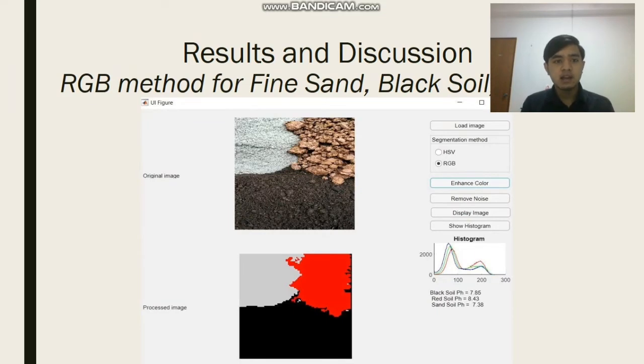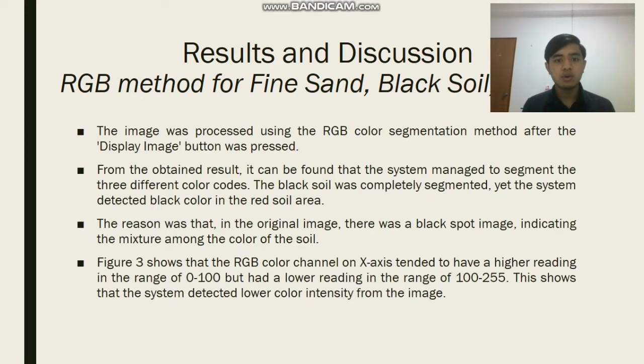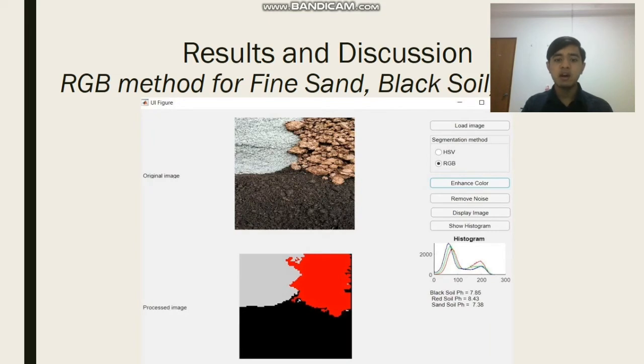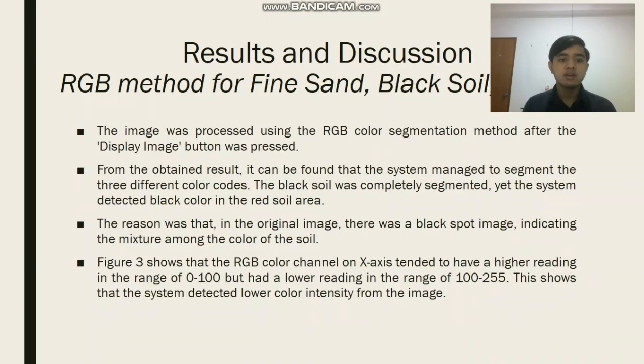As for the second result, which is from the RGB method, the image was processed using the RGB color segmentation method after the image was sent to the algorithm. From the obtained result, it can be found that the system managed to segment all three different color codes. The black soil was completely segmented, yet the system detected black color on the red soil area. So this is the drawback of this particular system. The reason was that in the original image, there was a black spot, indicating the mixture among the colors of the soil.